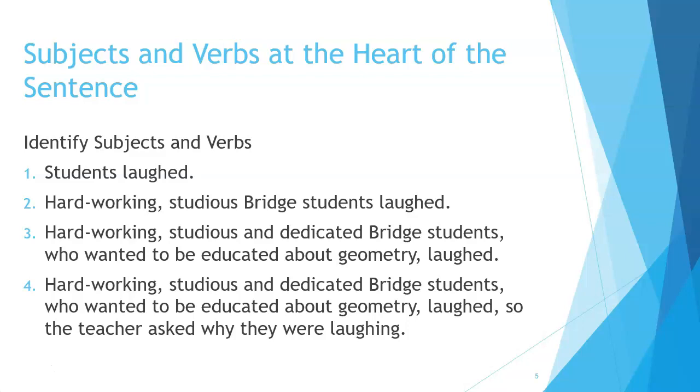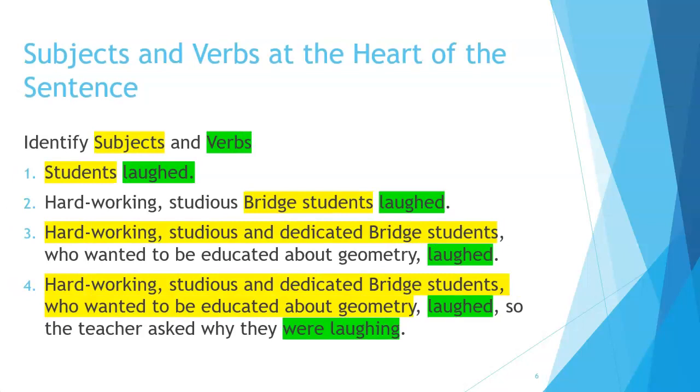Can you find the subject of each sentence? And can you find the verb in each sentence? The subjects are in yellow and the verbs are in green. We need to be sure we know where the subjects and verbs are because passive voice messes with the order of subjects and verbs. But if we always know where to find the subject and where to find the verb, we'll be fine.